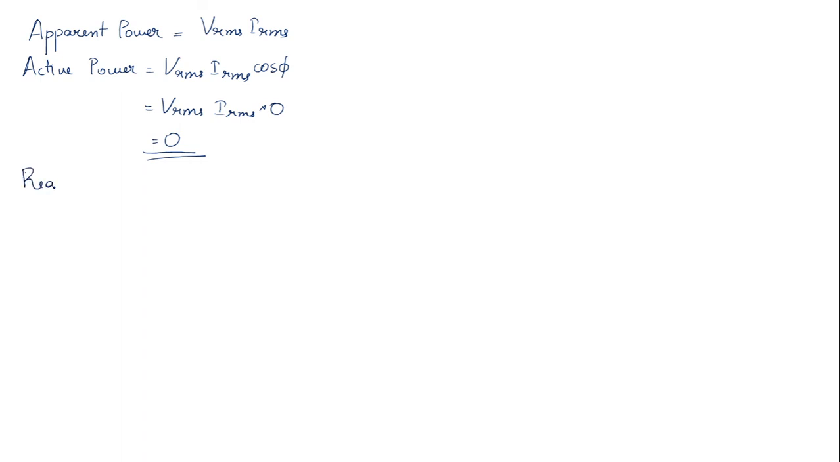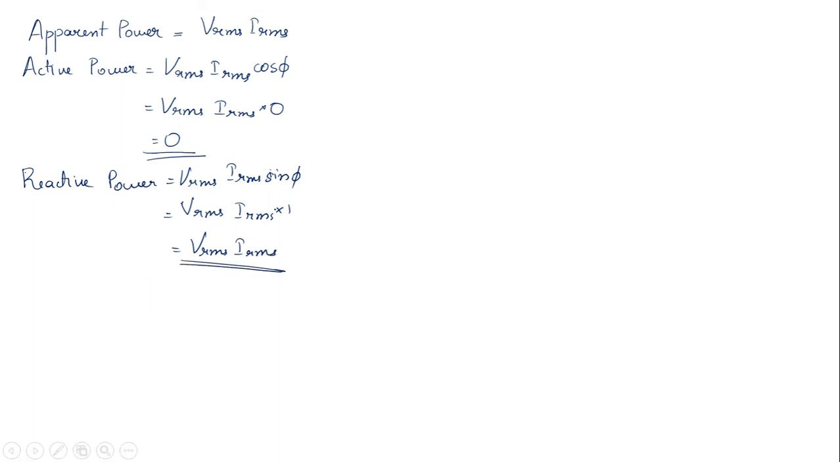So next one is reactive power. Reactive power equation is Vrms Irms sin phi. Sine of minus pi by 2 is minus 1. So your answer is Vrms Irms into 1, which is equal to Vrms into Irms. I hope you understood how we can derive or we can analyze a purely inductive circuit.